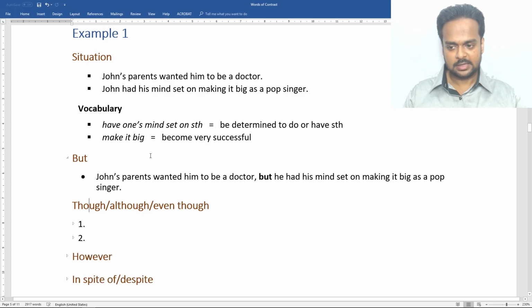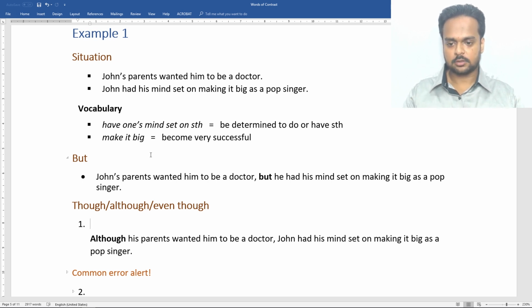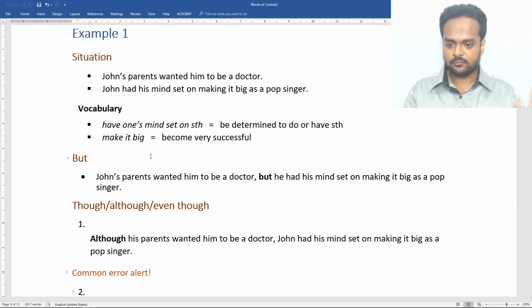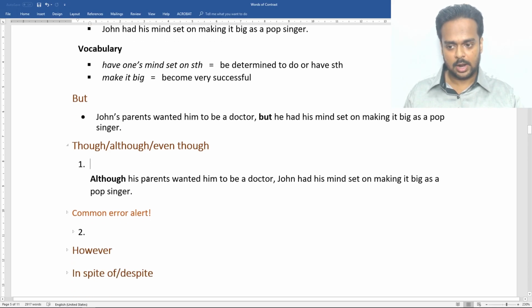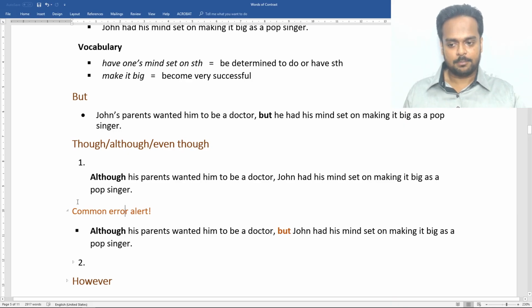With though, although, and even though, we have a couple of options. The first is to do this. Although his parents wanted him to be a doctor, John had his mindset on making it big as a pop singer. So you say although, and then the first clause, the expectation, and then you follow that up with the second clause, the result. Now here, I want to share with you a common error that many people make. Many people write the first clause correctly with although, but then they add a but and then present the result. You can't do that.